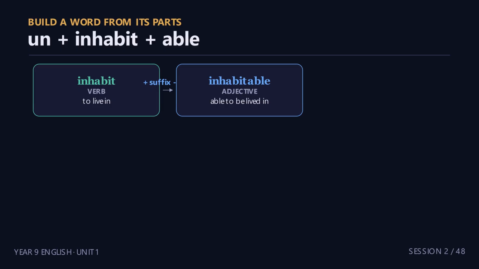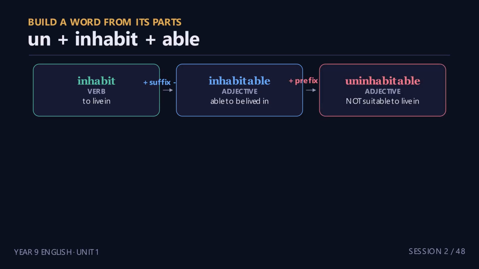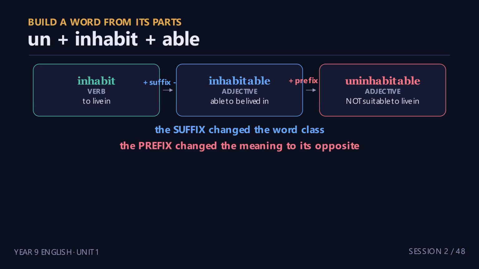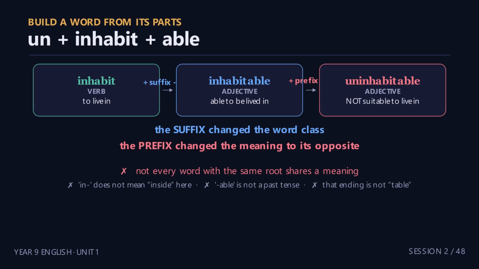Notice two things. The suffix changed the word class from verb to adjective. The prefix changed the meaning to its opposite. And here's the third misconception, gone. Not every word with the same root shares a meaning. Affixes and historical development shift both meaning and word class. Careful though, the prefix in does not mean inside here, and able is not a past tense, and that ending is not the word table. Analyze the real morphemes, then check the sentence around them.